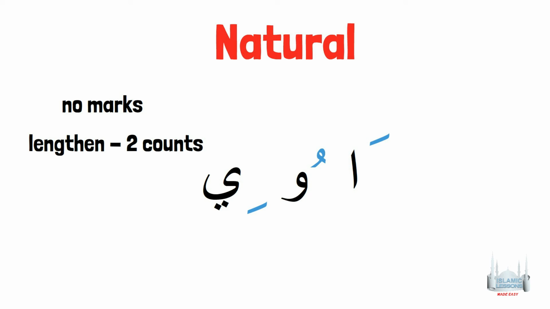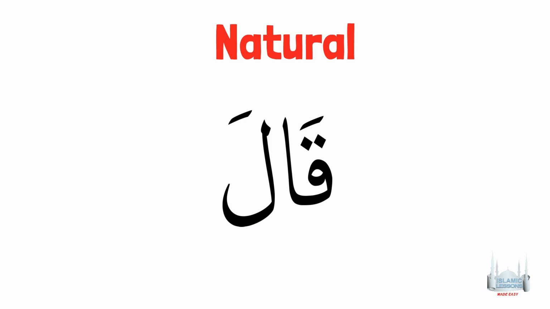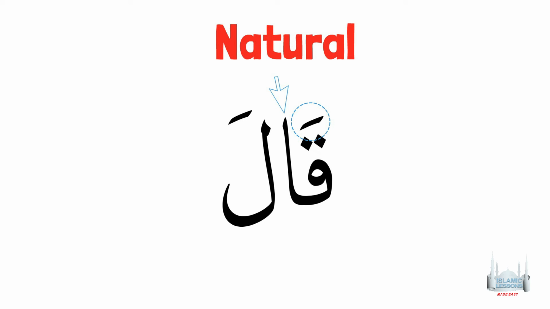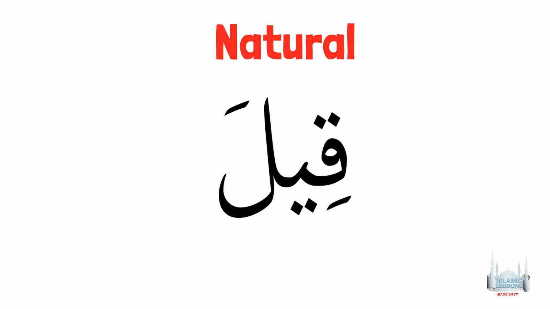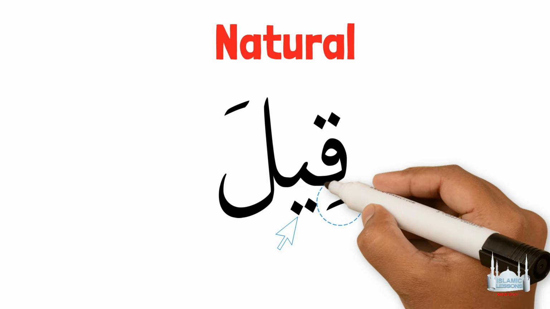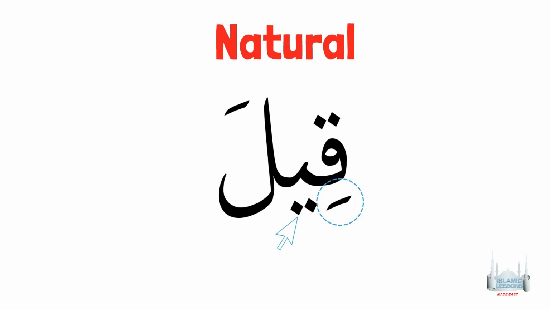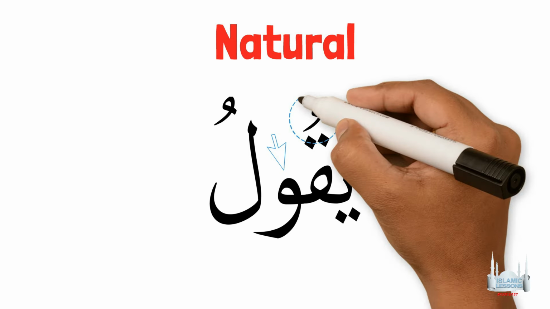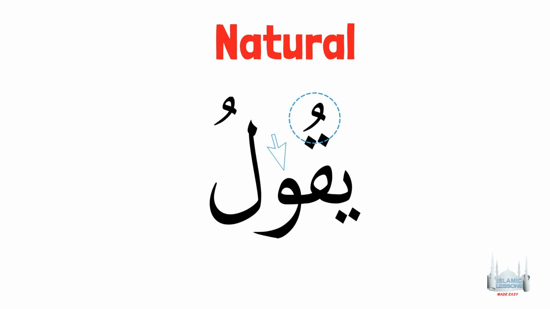Let's do some examples. The letter of mad, the alif, has no mark on it, and the letter before it has a fatha. It reads Qaala, lengthening the alif for 2 counts. The letter of mad, the ya, has no mark on it, and the letter before it has a kasra. It reads Qiila, lengthening the ya for 2 counts. The letter of mad, the waw, has no mark on it, and the letter before it has a dhamma. It reads Yaqulu, lengthening the waw for 2 counts.